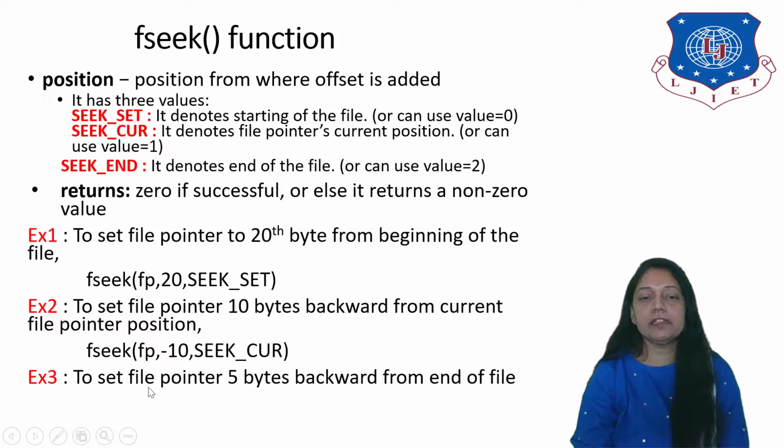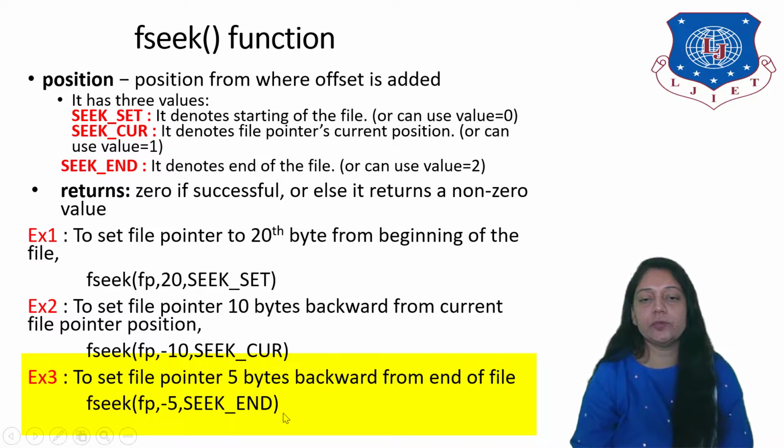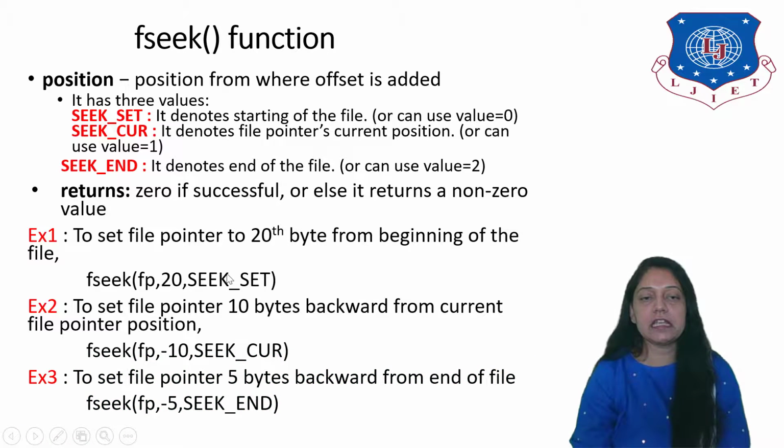Let's see the third example, that is to set the file pointer 5 bytes backward from the end of the file. In that case, fseek(fp, -5, SEEK_END): 5 bytes backward means -5, and from the end of the file, so SEEK_END should be the position. So you can use fseek in this format for moving the file pointer anywhere inside the file.